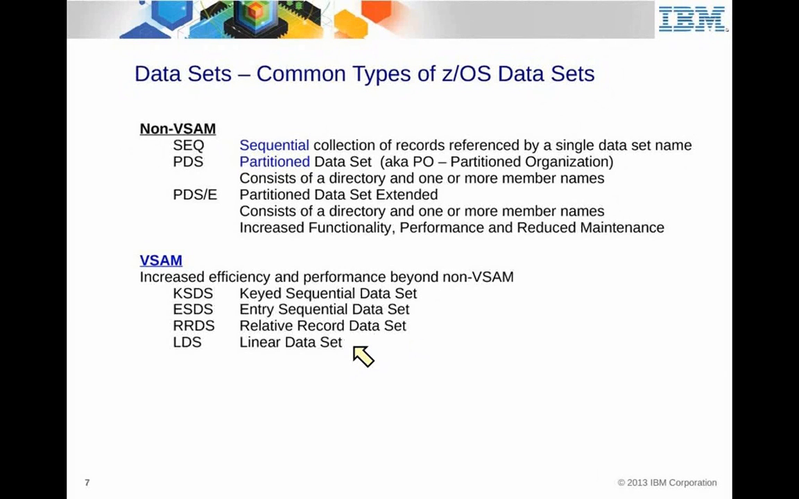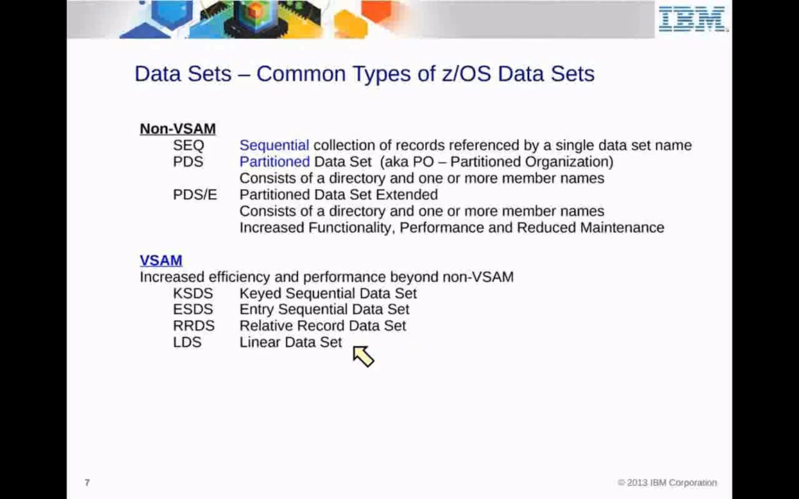It turns out that the linear data set is how we actually create Unix file systems. Also, you're going to see in DB2, when we create DB2 table spaces that store tables, they're actually really VSAM linear data sets.